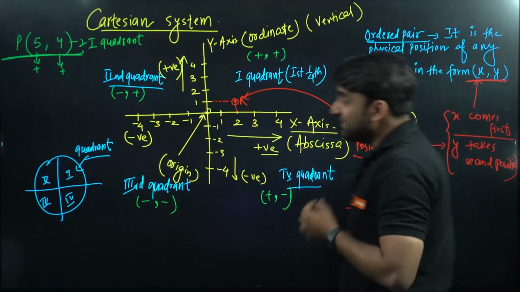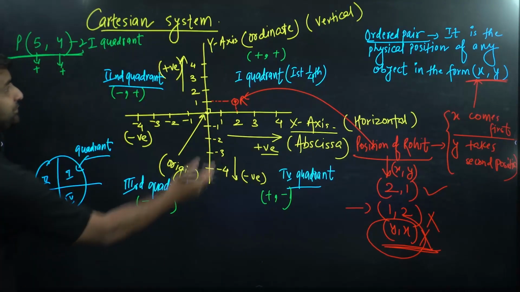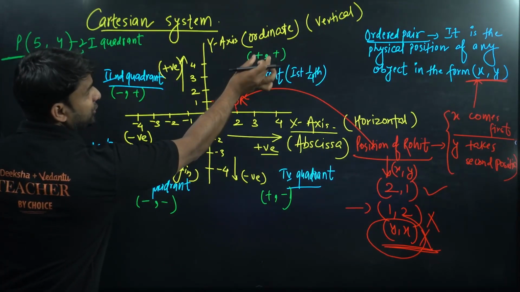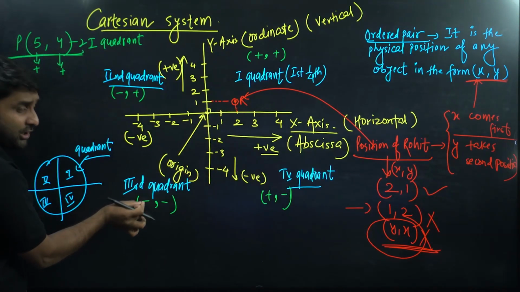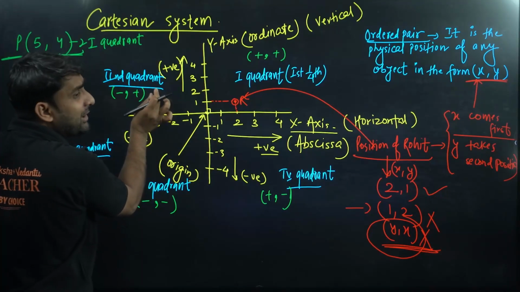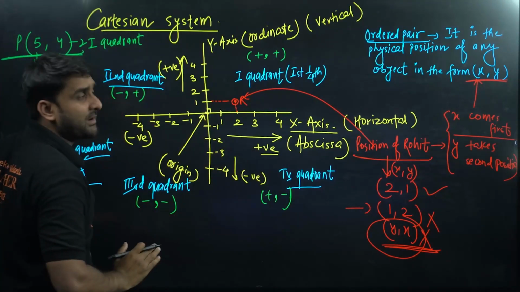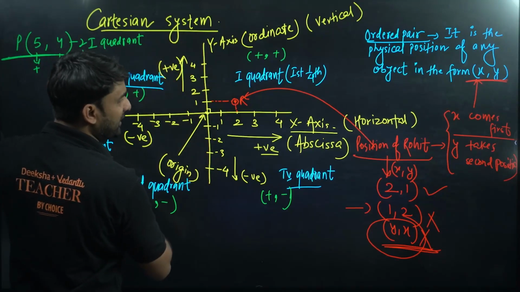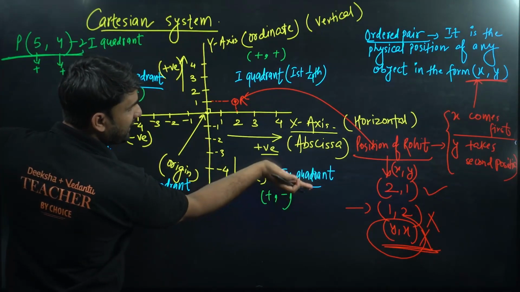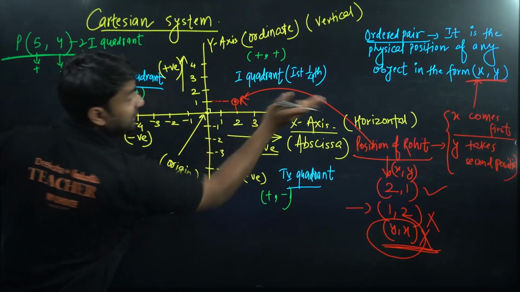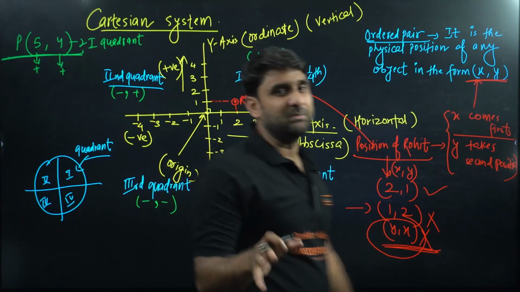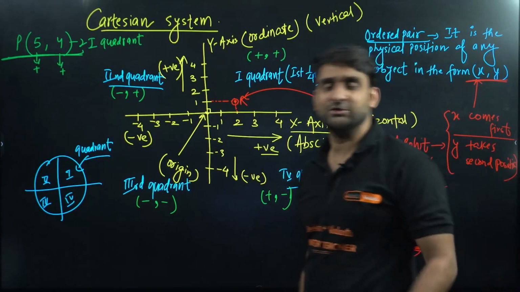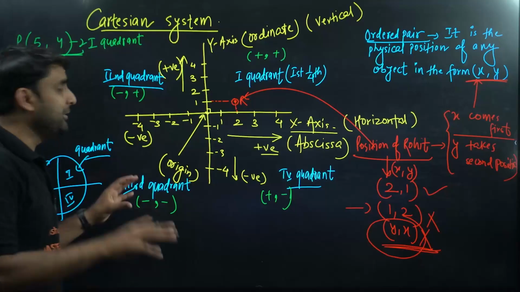So if anyone asks you for the reflection of the first quadrant diagonally, it will lie in the third quadrant. The reflection of the second quadrant diagonally will lie in the fourth quadrant. The reflection of the first quadrant vertically will lie in the second quadrant. The reflection of the fourth quadrant horizontally will lie in the first quadrant. Questions sometimes come up based on reflection, so we'll talk about that later on. I hope this is clear to you.